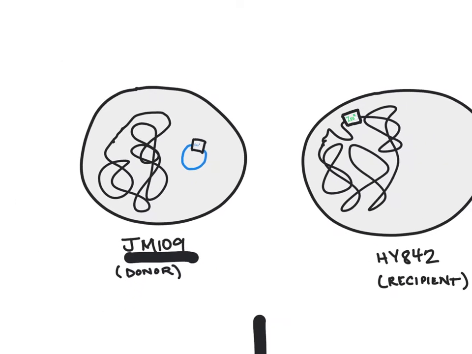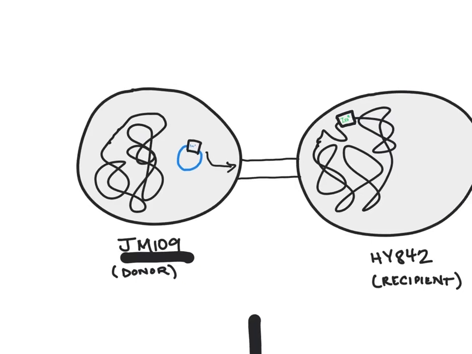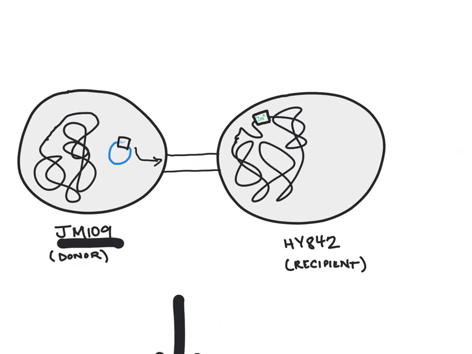Let me see if I can do this. All right, so if JM109 is able to do that, it's going to have the ampicillin resistance gene, and on this ampicillin resistance gene is also the information to how to make the sex pilus. So the sex pilus is going to get extended, and then this plasmid will get replicated. It'll get copied, and then a copy of that will get sent to HY842.